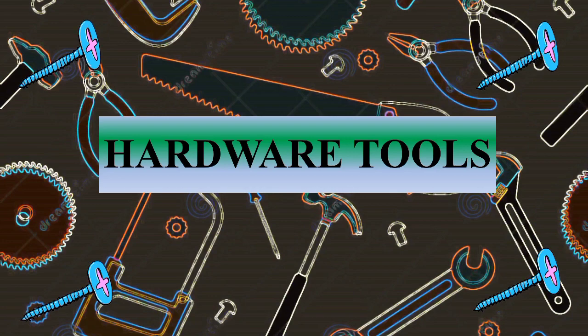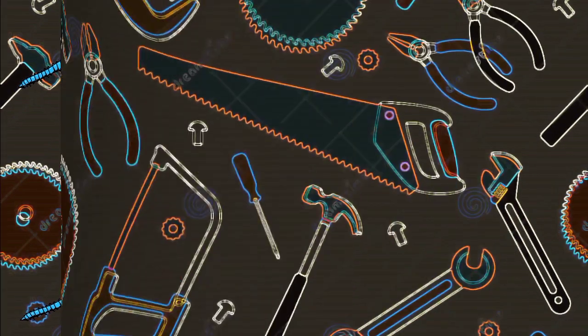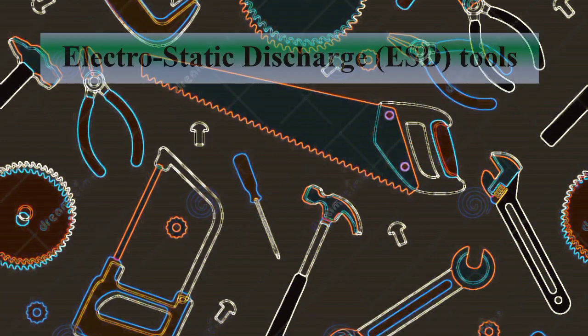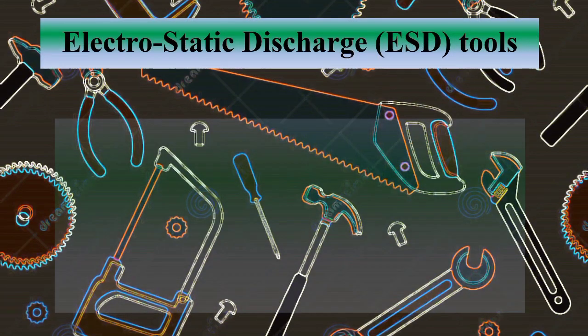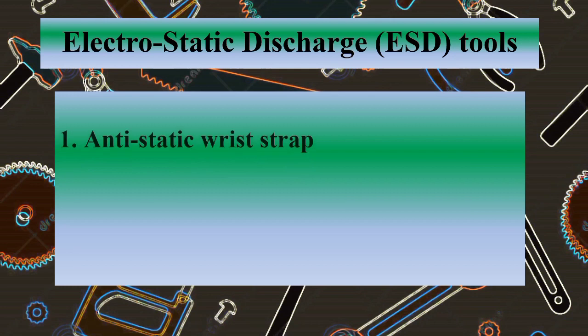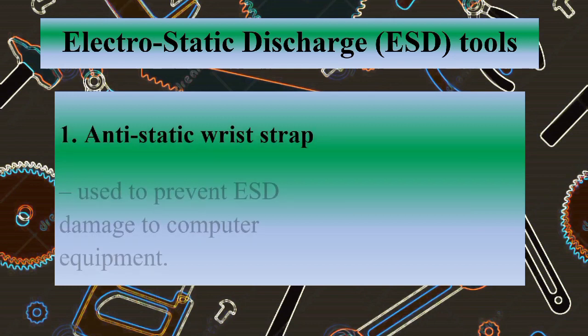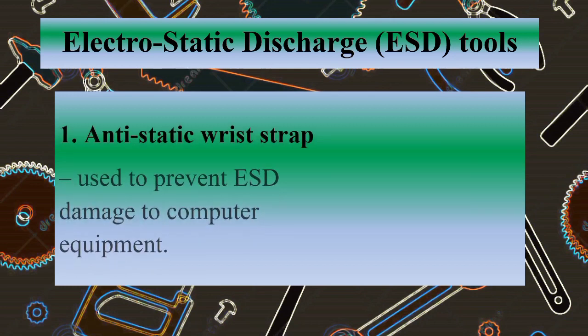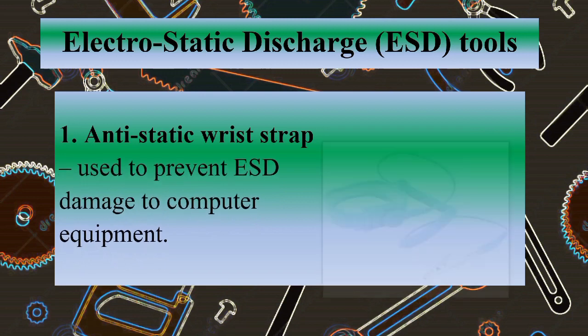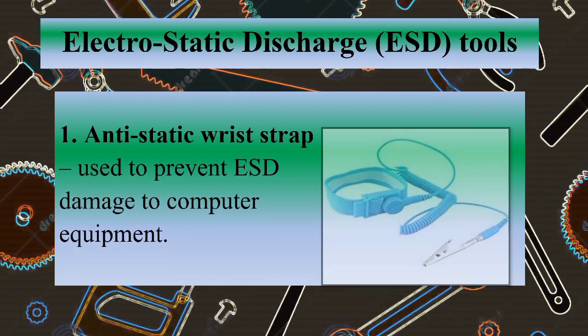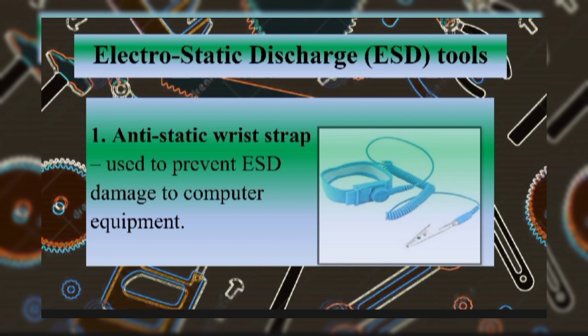So now, hardware tools. There are different types of hardware tools. First is the electrostatic discharge or ESD tools. The anti-static wrist strap is used to prevent ESD damage to computer equipment. So this is the example. This is the anti-static wrist strap.